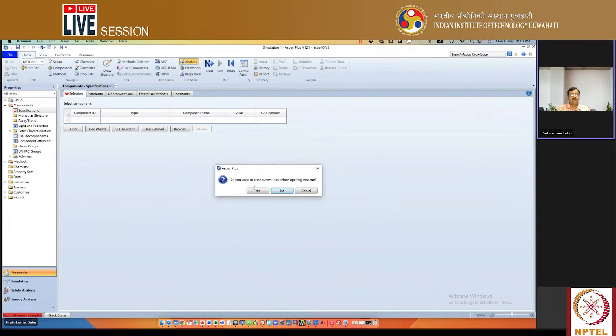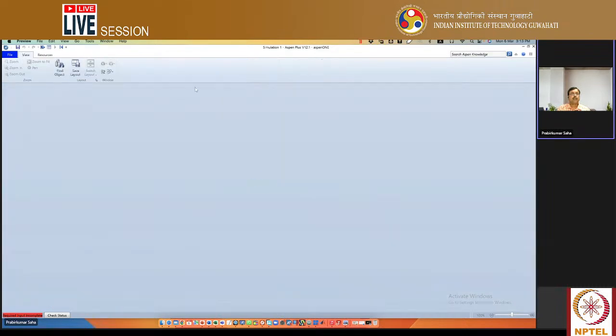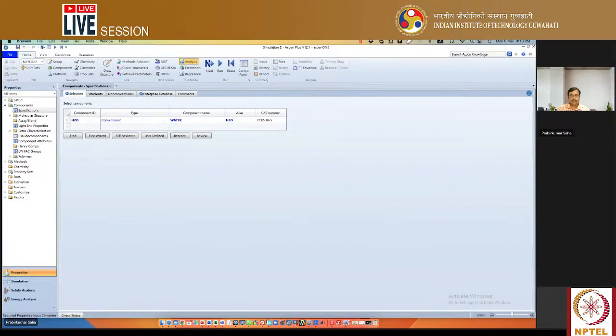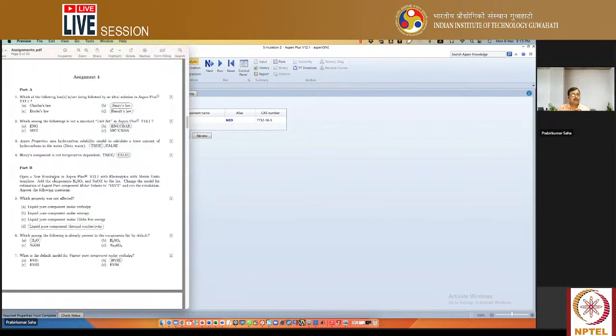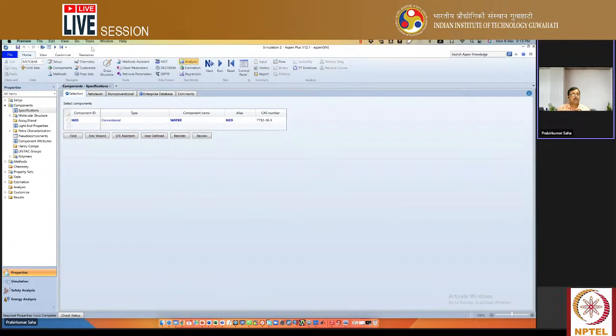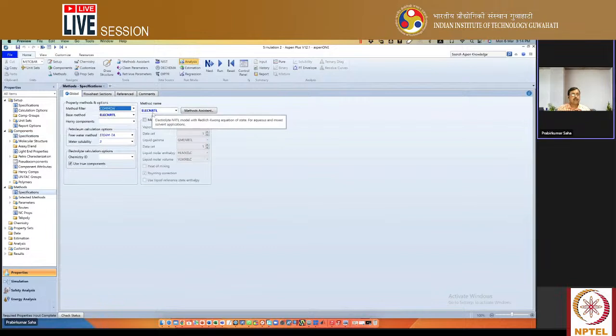open. Okay, so you close the simulation and open a new simulation. And this new simulation will have the electrolyte template. So it will have the new simulation in Aspen Plus with electrolytes with metric units template. Now, opening a new template means some of the things are already there. I mean, your H2O has been selected already in conventional form. And obviously, if it is an electrolyte template, your property method has already been chosen, which is ELECNRTL, the electrolyte NRTL model with Redlich-Kwong equation of state. So by default, this electrolyte NRTL model will be chosen with this template.